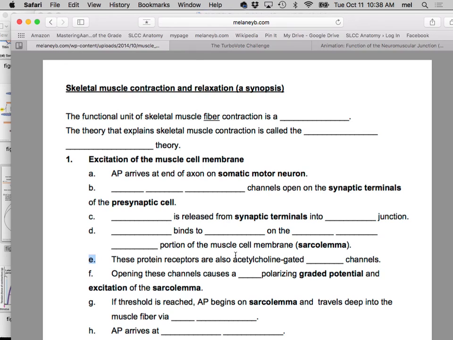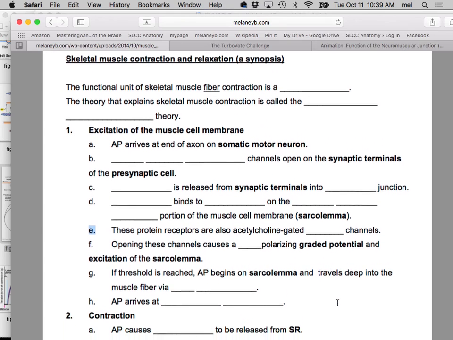Opening these channels causes a blank polarizing graded potential. A depolarizing graded potential and excitation of the sarcolemma. Okay, so G. If threshold is reached, the action potential begins on the sarcolemma and travels deep into the muscle fiber via little blank, big blank. T-tubules are good.